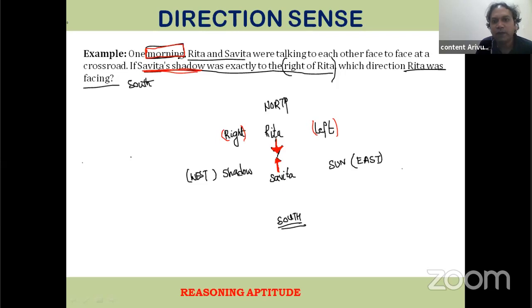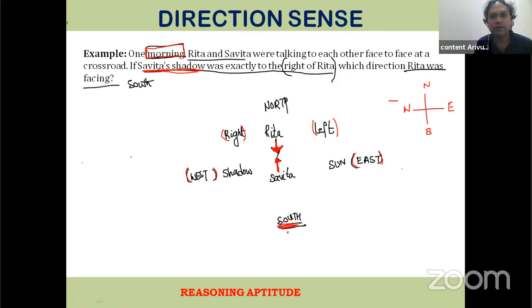One morning. And in the morning, the sun is in which direction? East direction. Once we know this is east, the opposite side is west. If east is towards our right hand and west is towards our left hand, then the top side is north and the bottom one is south. Yeah? North, south, east, west. Okay. So which direction is Rita facing? Rita is facing south direction.